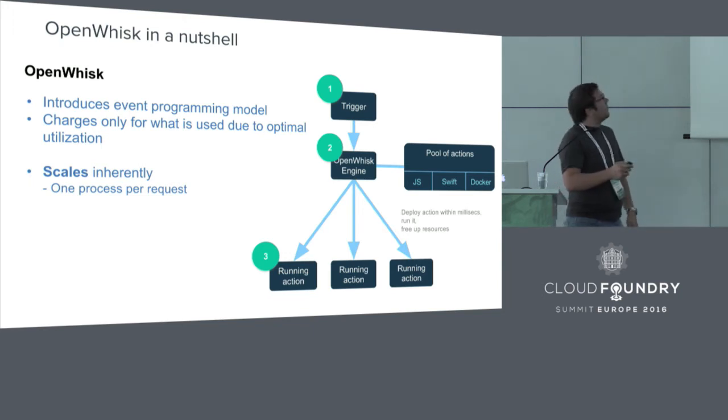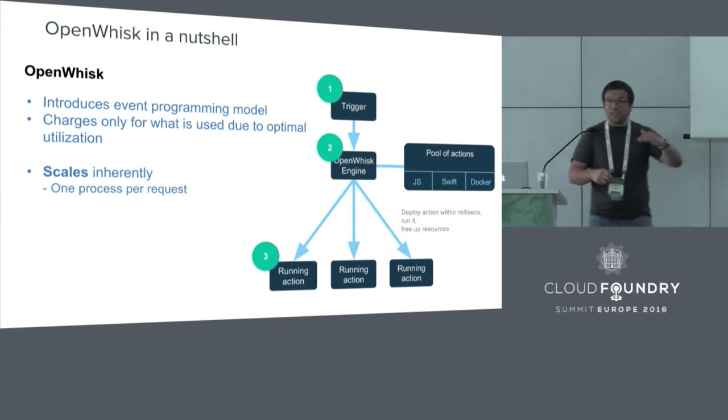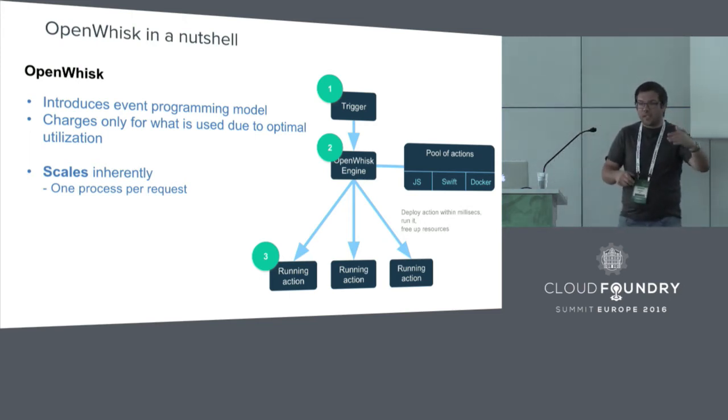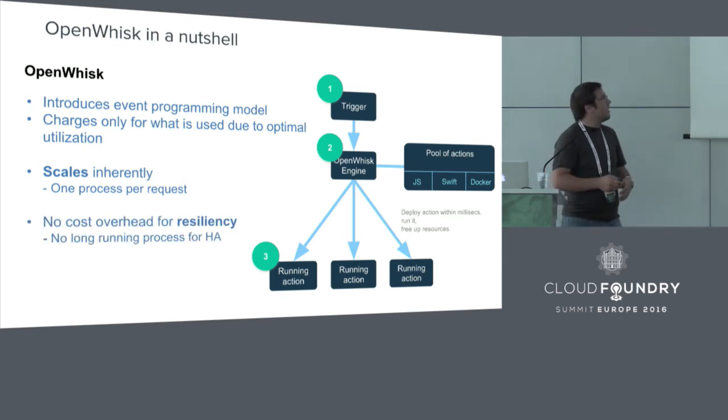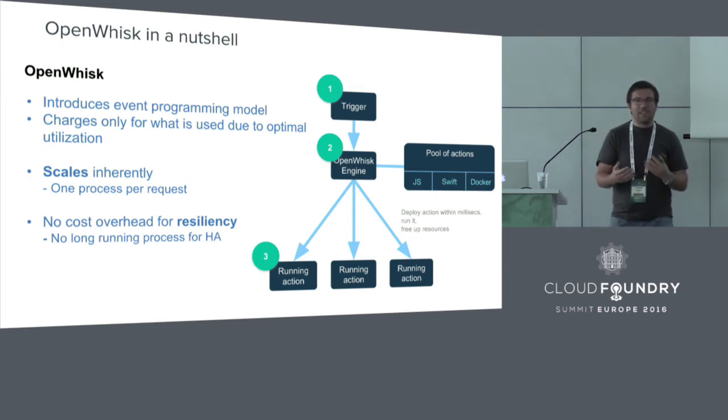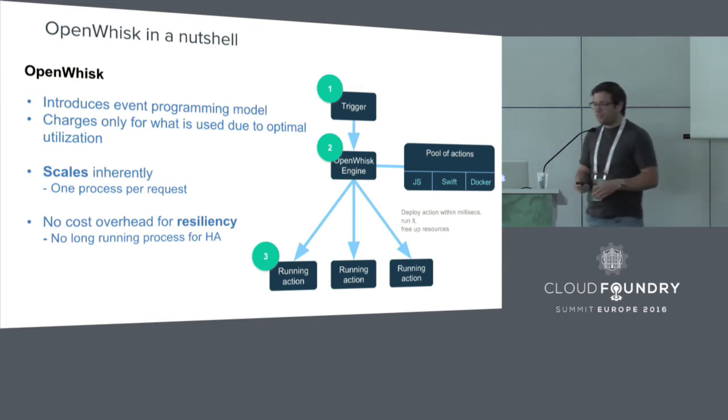Even better is that we can scale inherently because we can parallelize the deployment of these little actions. So if the load is increasing, we just deploy more of these actions. If the load is decreasing, we just get rid of some of these actions. So we always have exactly the amount of actions that we really need. And of course, you don't have to worry about resiliency anymore because this entirely becomes our business.